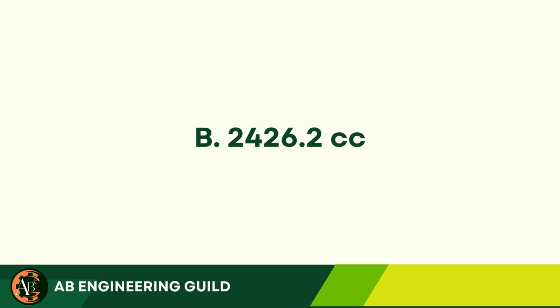Just imagine 3 identical glasses of juice. Each glass represents one cylinder, with the bore as the width and the stroke as the height. Multiply the volume of one glass by 3, and you get the total amount of juice, or in this case, the total engine displacement.